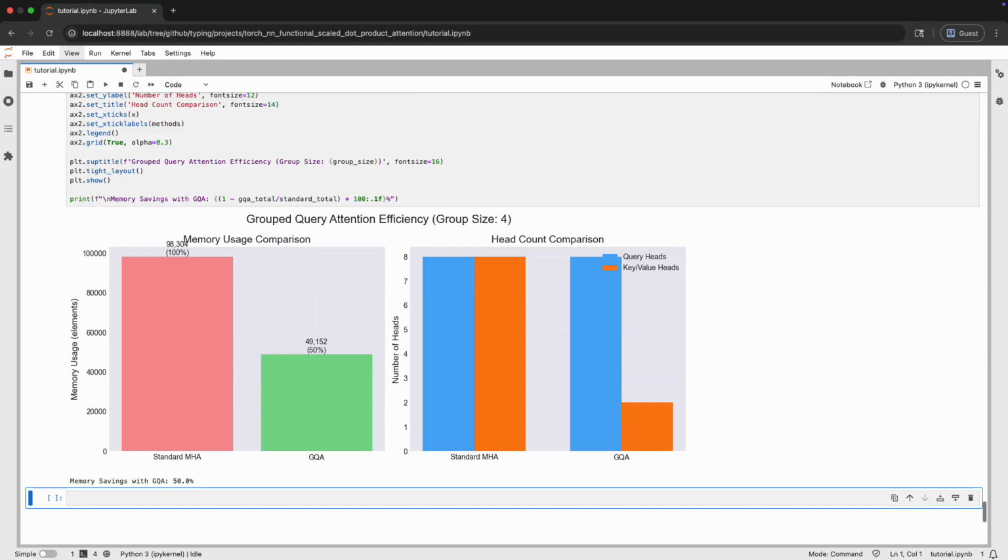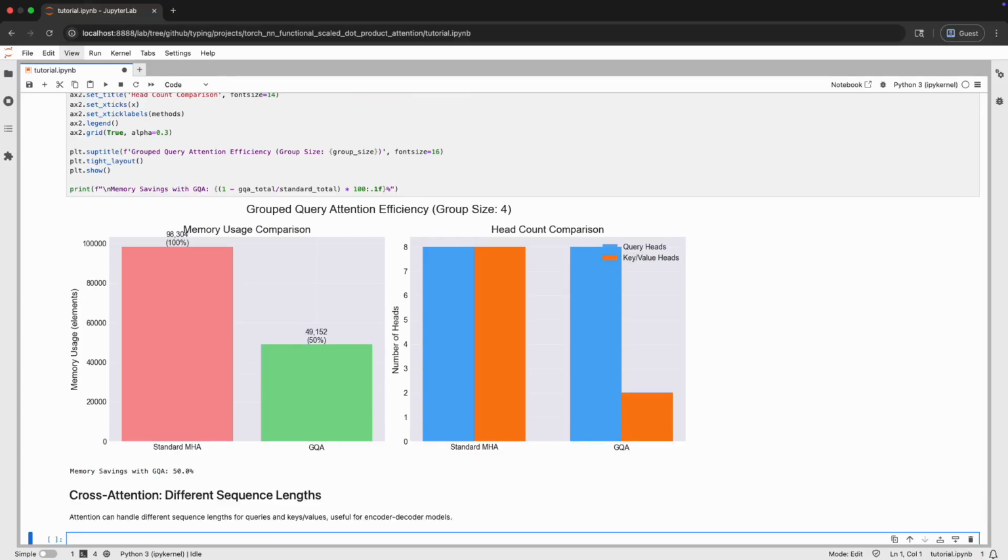On the right, you can see how standard attention uses equal numbers of query and key value heads, while GQA uses far fewer key value heads. With a group size of 4, we're getting substantial memory savings of 50% overall while maintaining model quality.